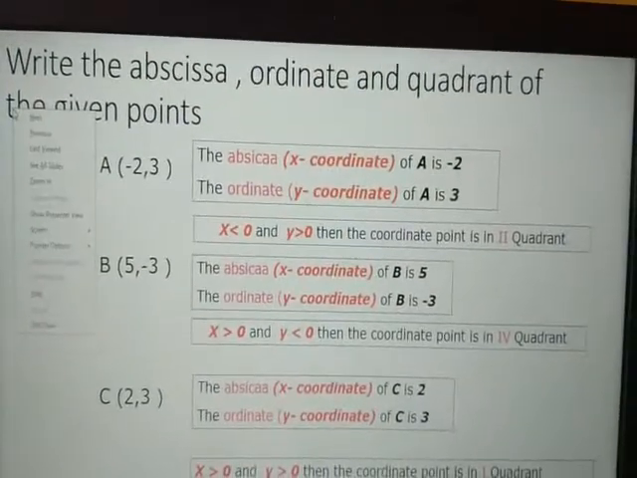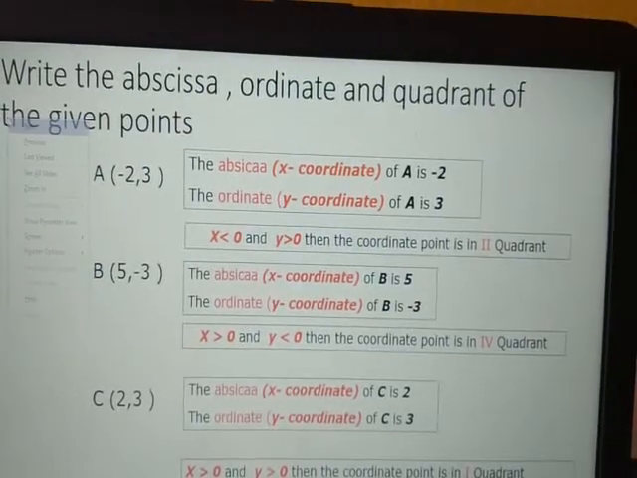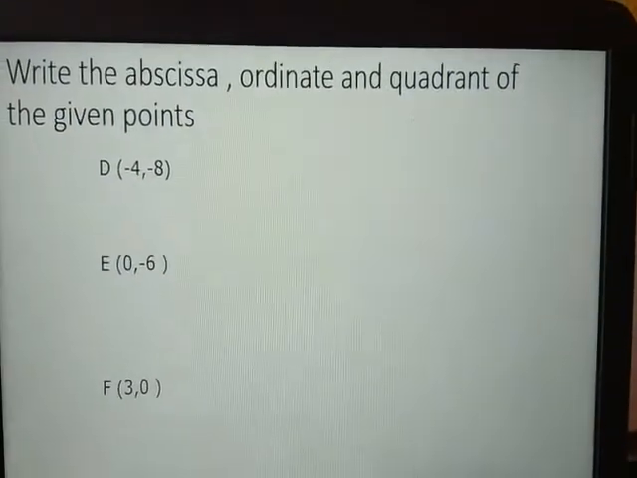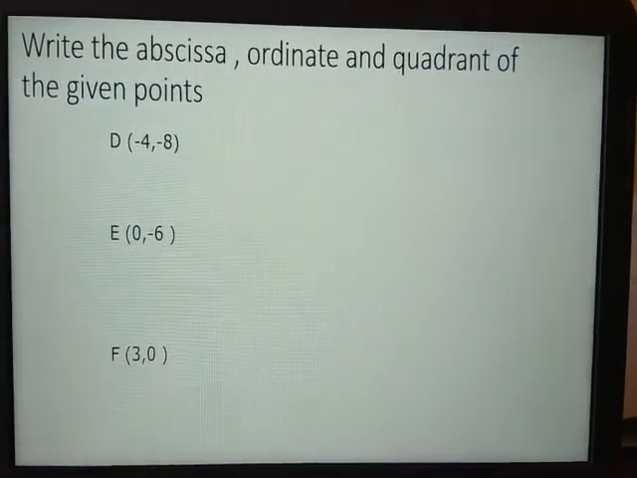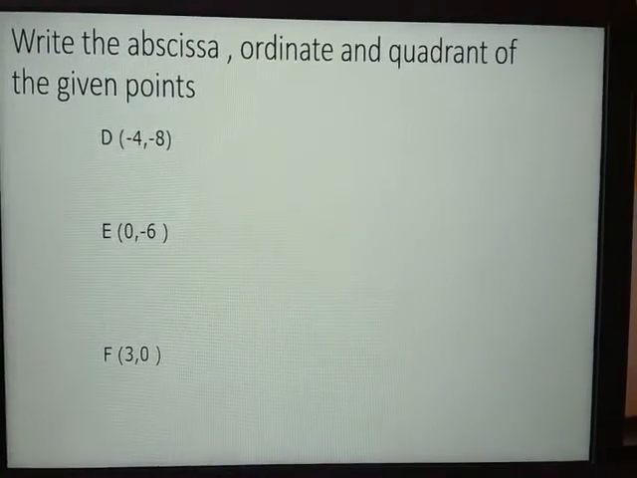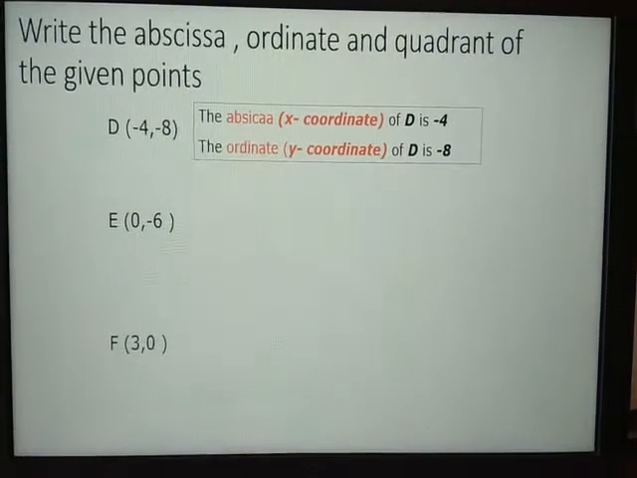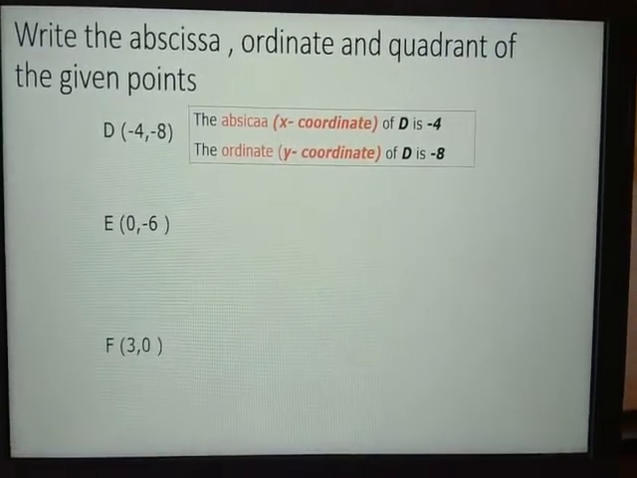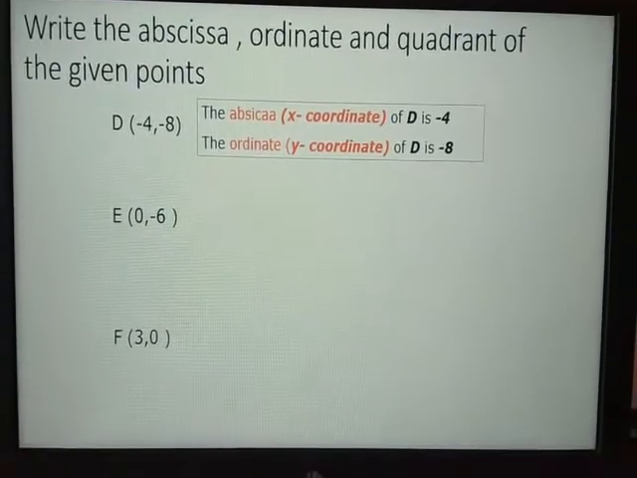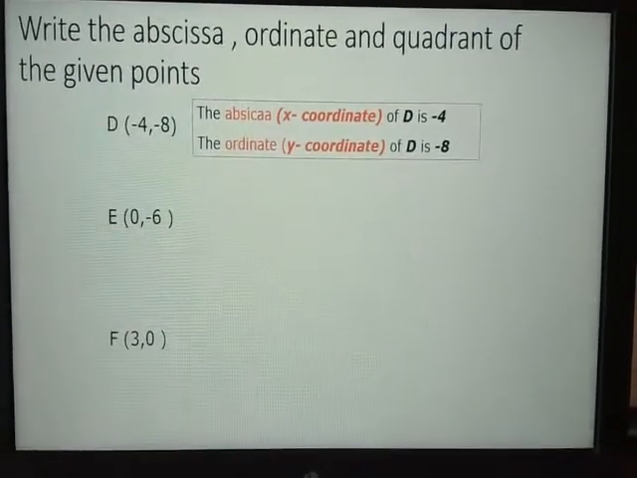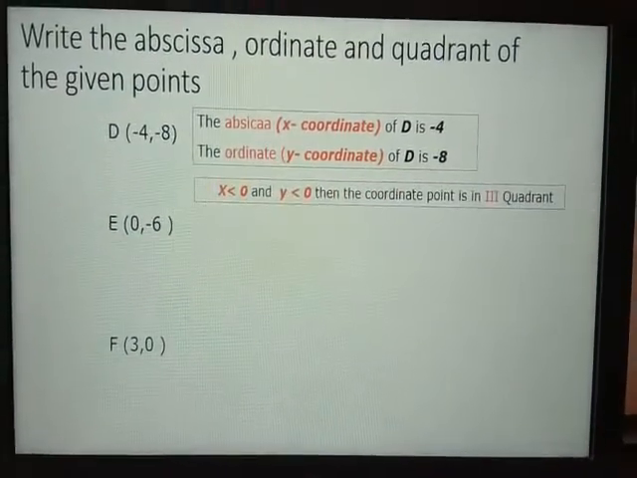Now, let us see some more examples of abscissa, ordinate and the quadrant. Here, the next point is (-4, -8). Here the x coordinate, that is the abscissa, is -4 and the ordinate is -8. If we observe the x and y coordinates, both are negative. That is, x is less than 0 and y is also less than 0. So to which quadrant does this belong? This belongs to the third quadrant.